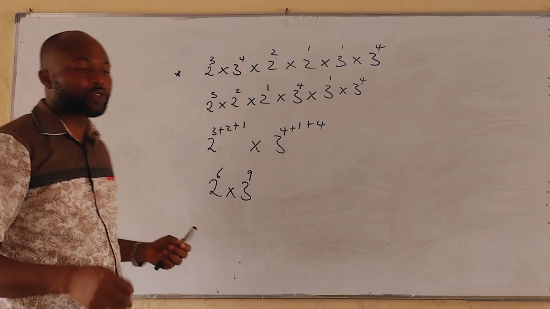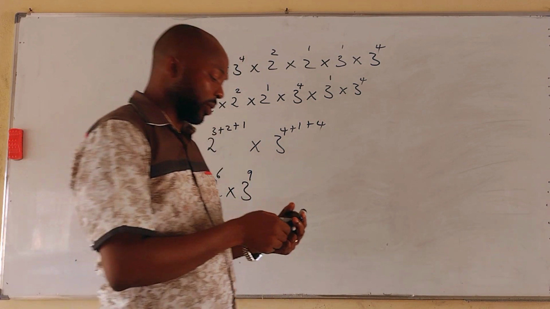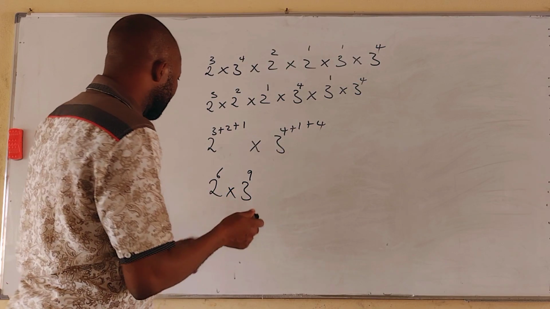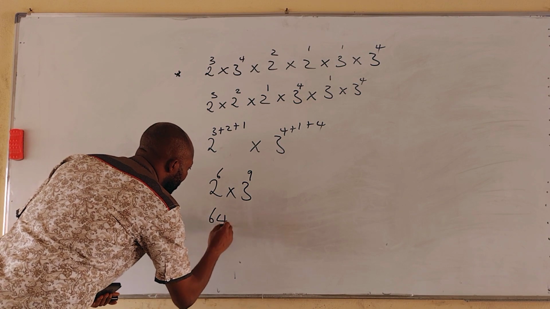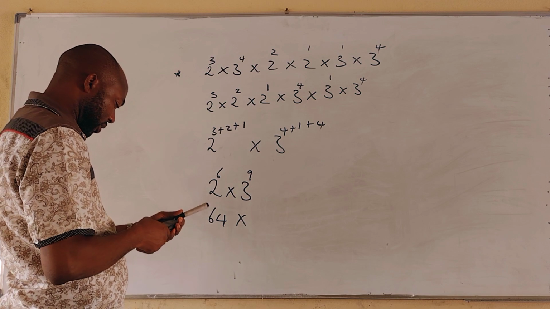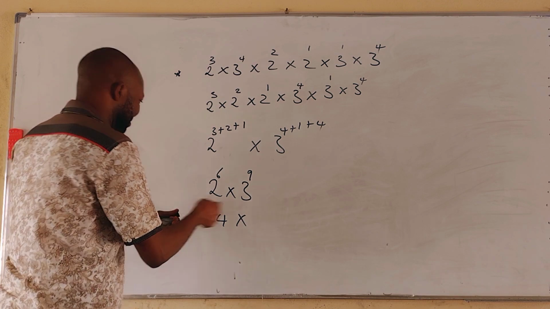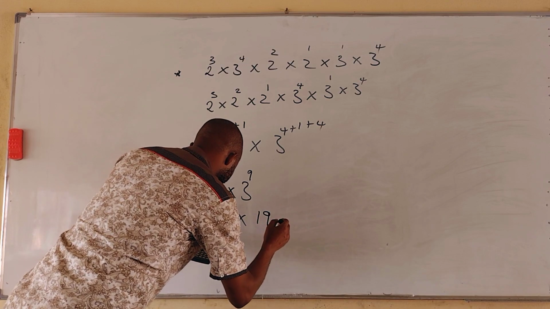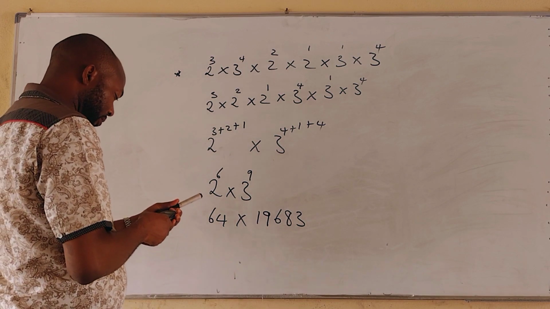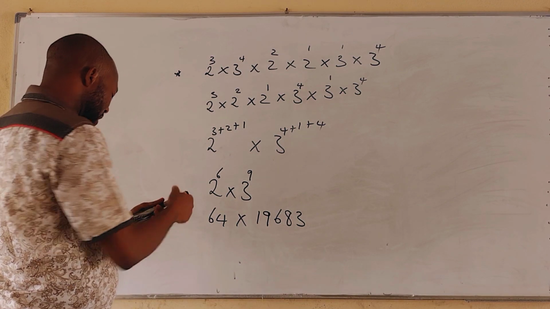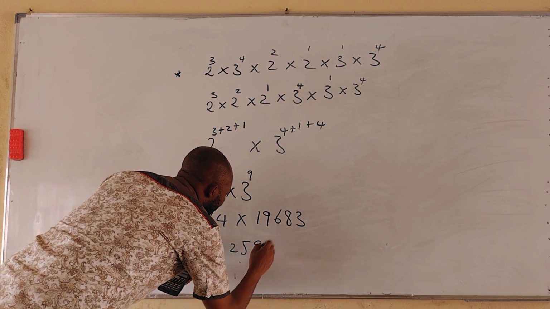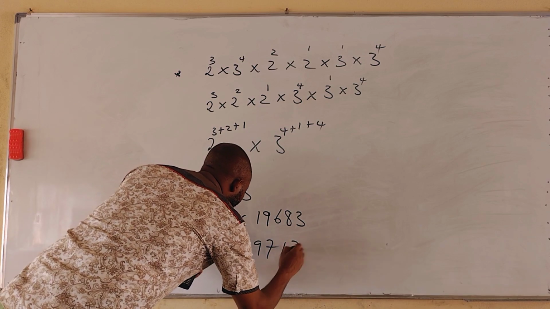Now, if I want to finalize and get to the answer, it's a whole lot of big numbers, so I have to use my calculator. 2 raised to the power 6 will give me 64 times 3 raised to the power 9 is 19683 times 64. The answer becomes 1259712.